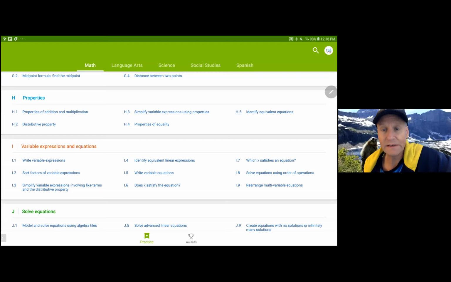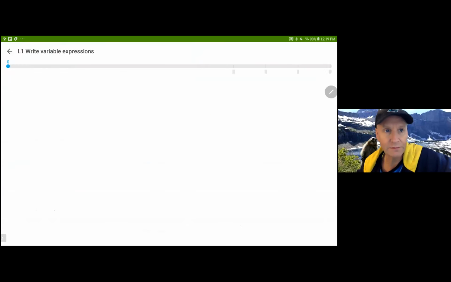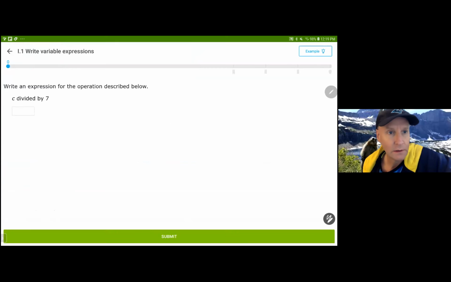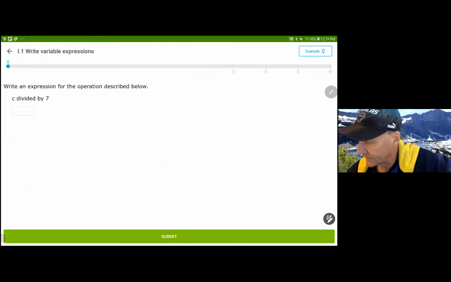The really nice thing is that they give you a lot of tools in order to do this. I'm going to show you the examples and work them out for you. So we're going to write variable expressions, and we want to take C divided by 7. Now this happens to be in order, so I'm just going to take C and divide it by 7.